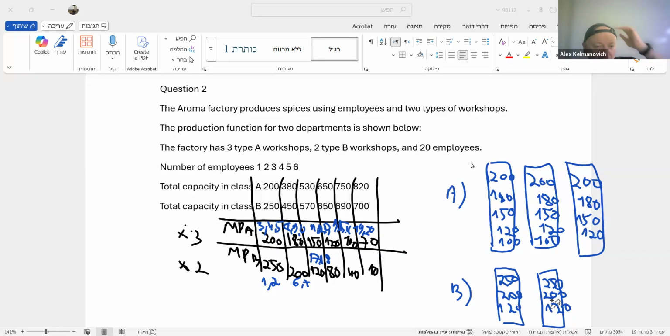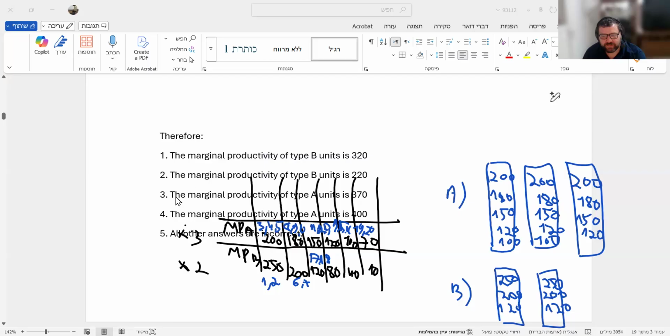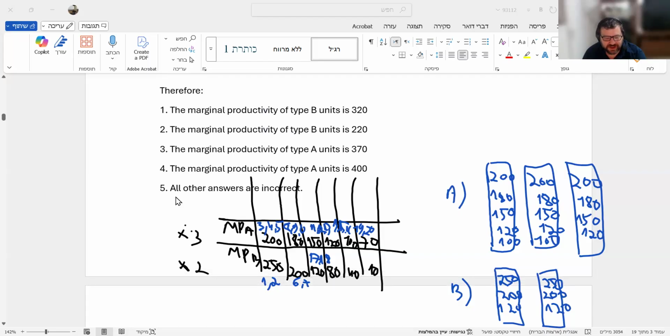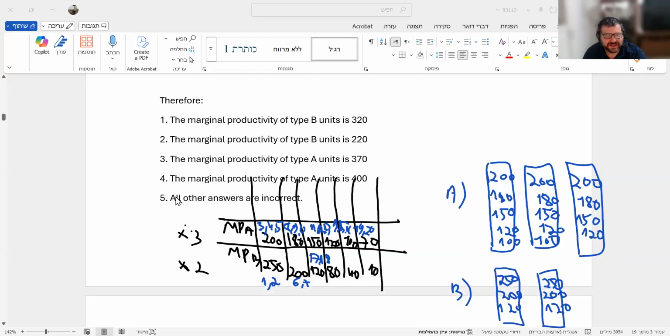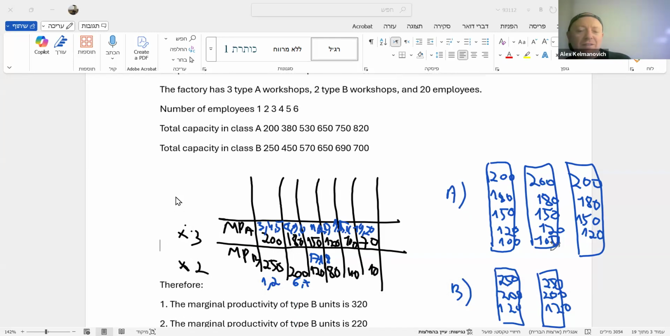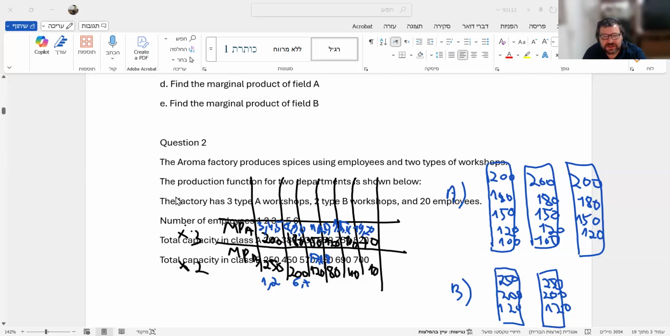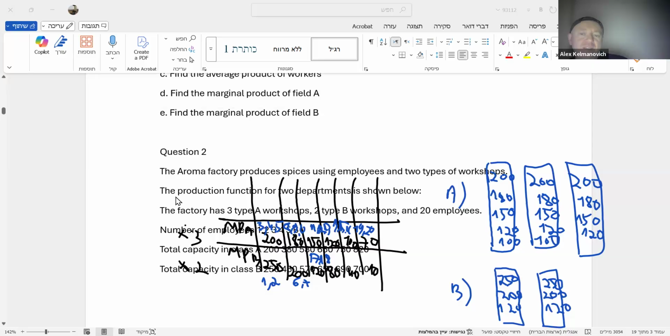By the way, did someone do it at home? What answer did you get? Yes, I have the same distribution. And which answer did you get from this one? You have only one correct answer. The fifth one, all answers are incorrect. No, there is a correct answer. Okay, let's see. One second.